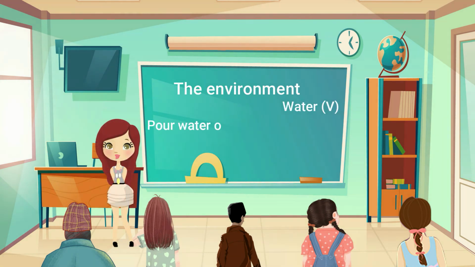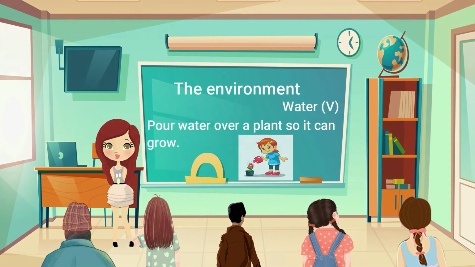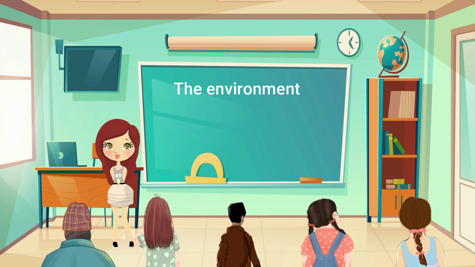Water. This verb means to pour water over a plant so it can grow. So, first we need to plant a seed. Then we need to water the area where we planted. And then we have to wait for the new plant to grow strong. Do you understand? Yes. Plants love water. They need it to survive just like humans.